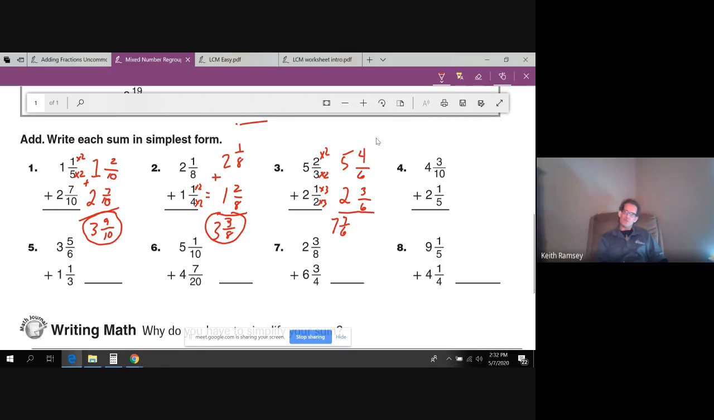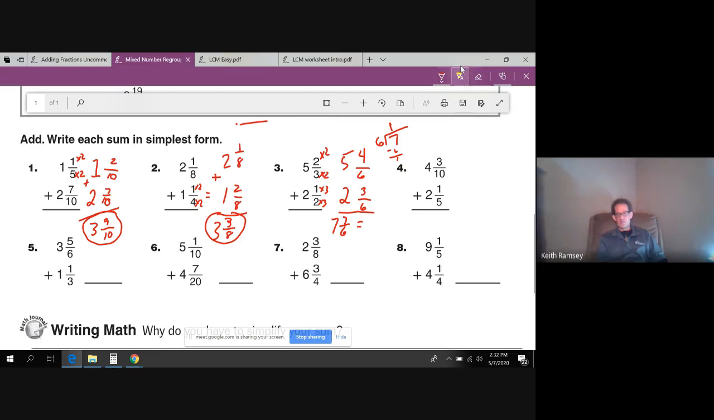7/6. So if you remember the other day, the denominator is the divisor. It goes on the outside of the division box. And the numerator is the dividend. It goes inside the division box. 6 goes into 7 one whole time. That's an extra 1 that I have to add to the 7. So 1 times 6 is 6. There's 1 left over.